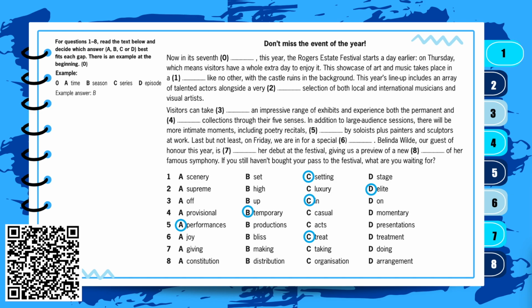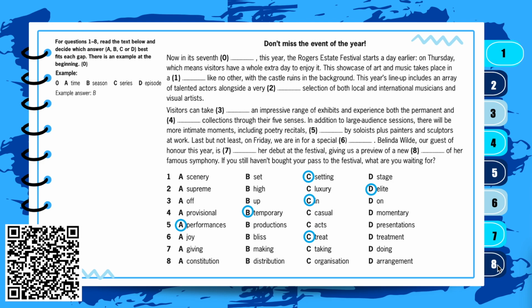The word "joy" refers to a feeling of great pleasure and happiness, but it is not appropriate to describe an event in this context. The word "bliss" refers to a state of extreme happiness, but it is not appropriate to describe an event in this context. The word "treatment" refers to a specific medical or therapeutic process or procedure, and it is not appropriate to describe an event in this context.